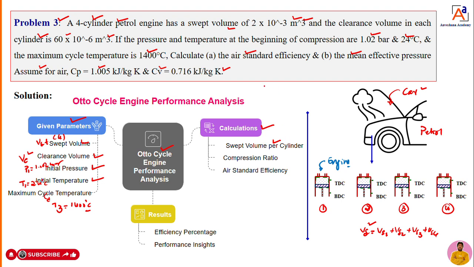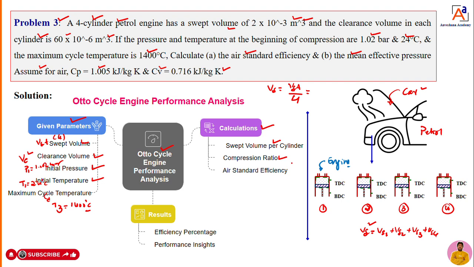Then what can you do now? If you want to calculate the swept volume per single cylinder, what can you do? Total swept volume divided by how many cylinders are there? 4 cylinders. Then what will you get now? Now you will get the swept volume for a single cylinder. That you can do, fine.